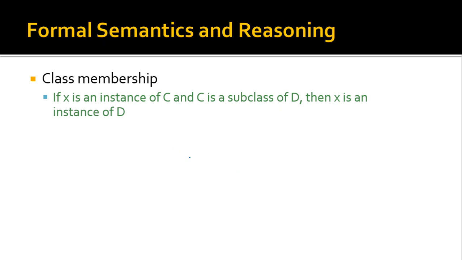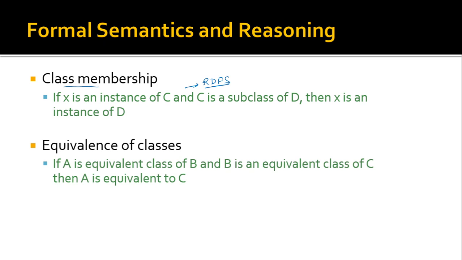So, for example, can we define some construct to represent class membership? If X is an instance of C and C is a subclass of D, then we should infer that X is an instance of D. We have done this using RDFS, right? This is an example of formal representation of something that leads to reasoning. Can we define equivalence classes? For example, if we define A to be equivalent to B and B to be equivalent to C, then we should say that A is equivalent to C, right?